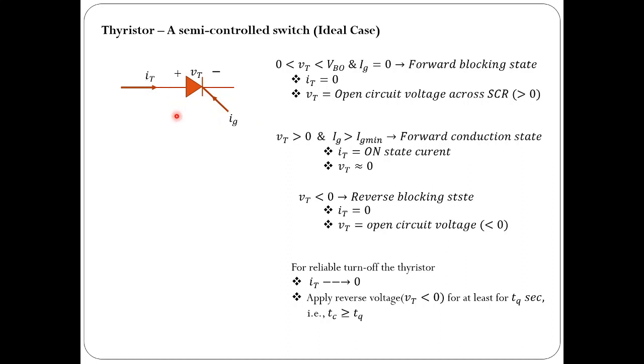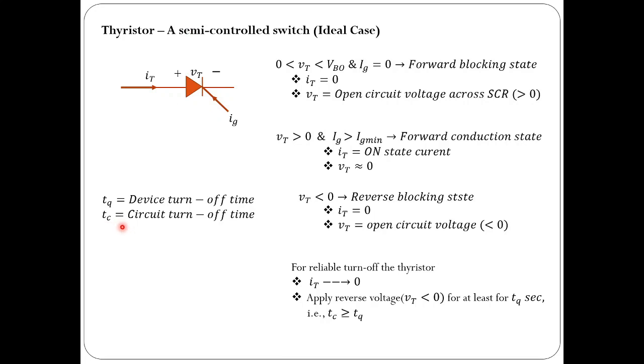In fact, if one wants to turn it off reliably, first you have to ensure the anode current, that is the current through the switch, is approaching 0, that is less than the minimum current, so almost 0, and then apply reverse voltage for a specified time, at least for some time. The time must be greater than TQ, where TQ is known as the device turn off time. It is the time period required by the switch in order to regain its blocking capability.